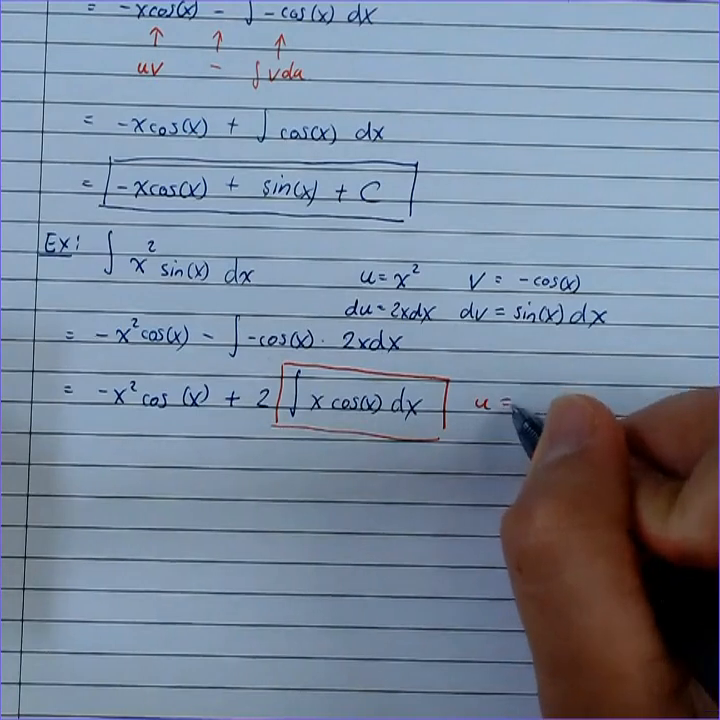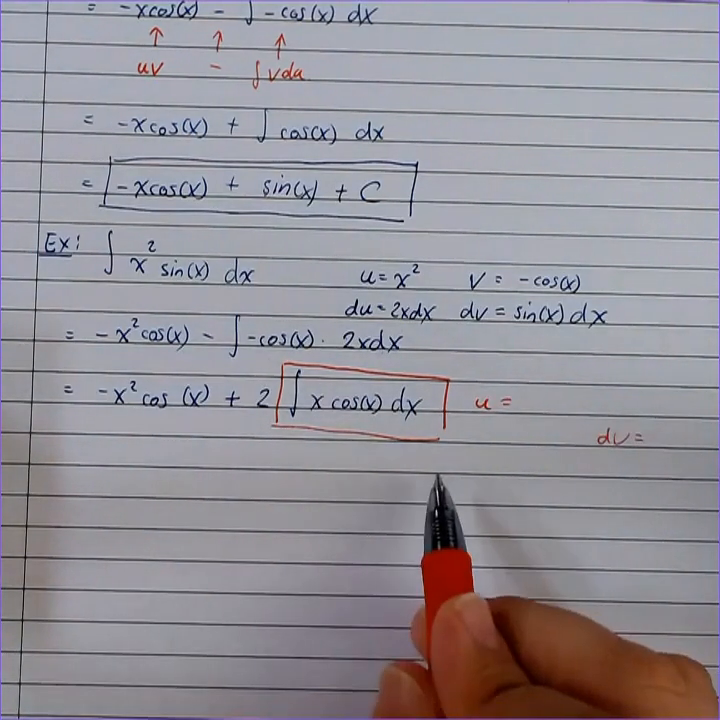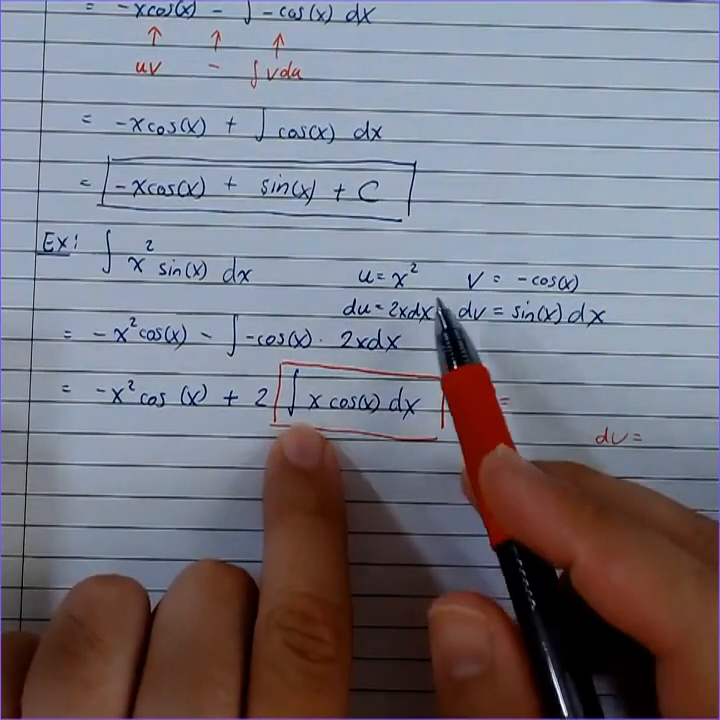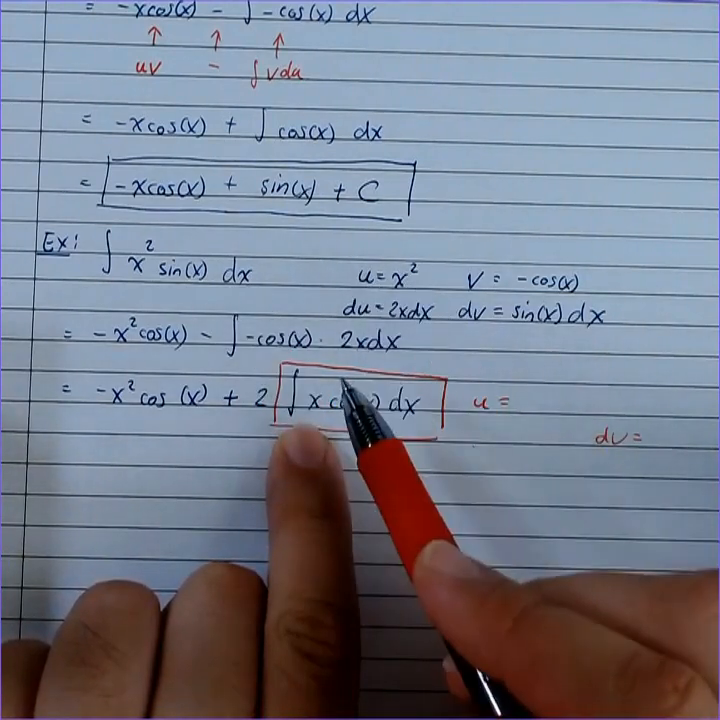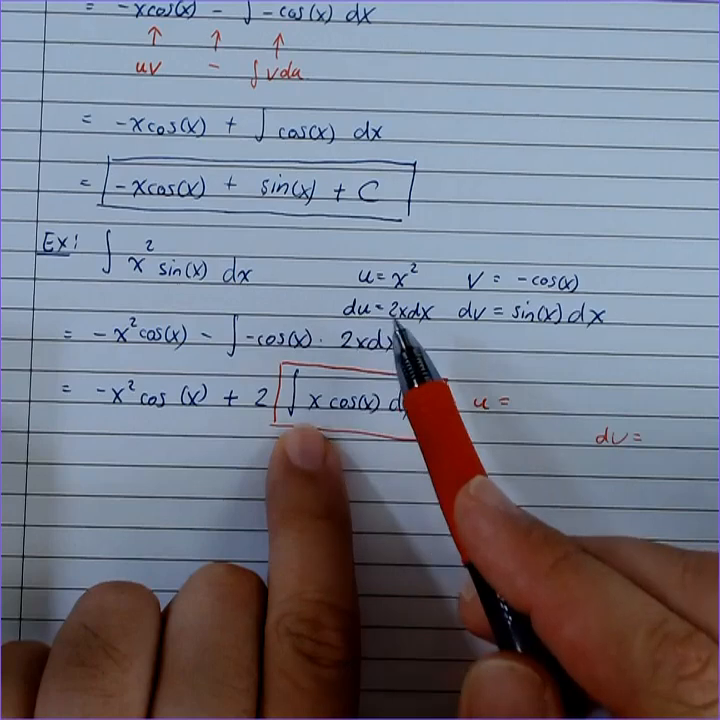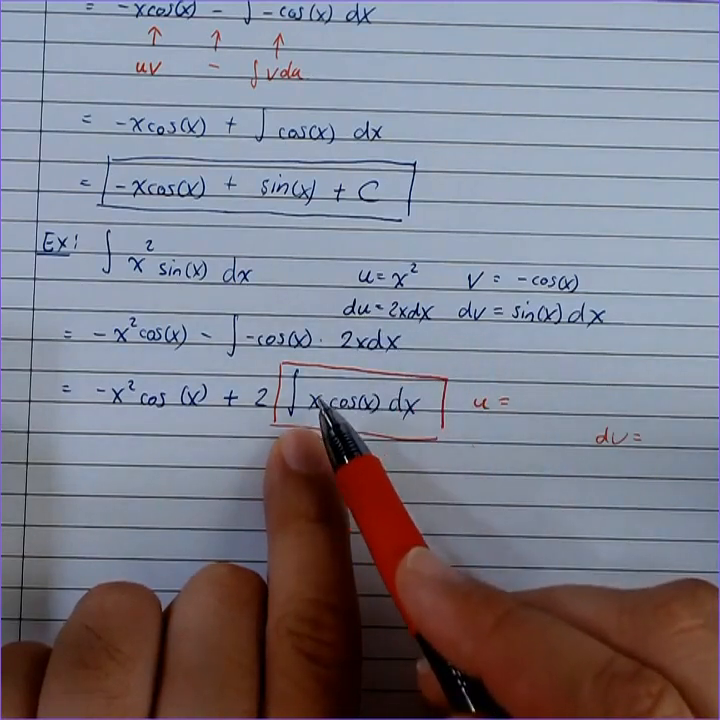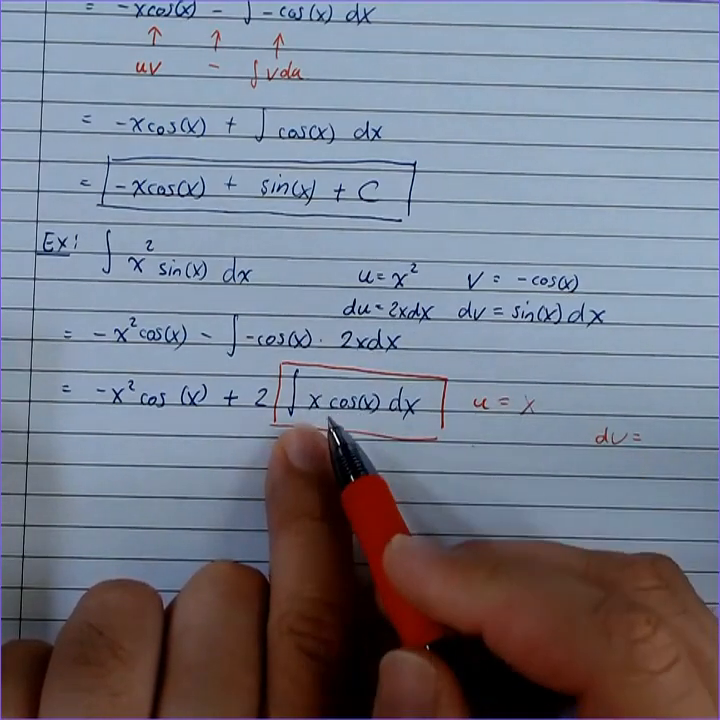I'm going to take a u, and a dv, and find a du and a v. The choice should be the same choice that we had before. We chose x squared as our u, so our du became 2x dx. That's where this x came from. So now that should be your choice for u again. Otherwise, you're just going backwards.